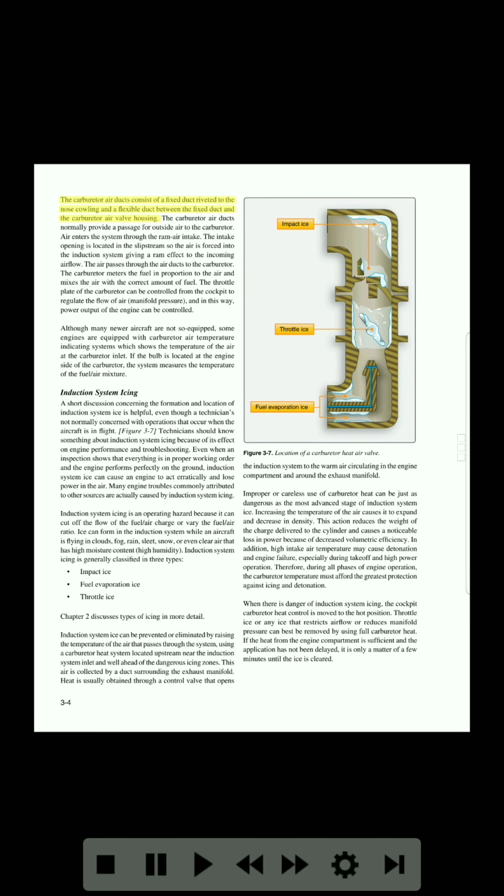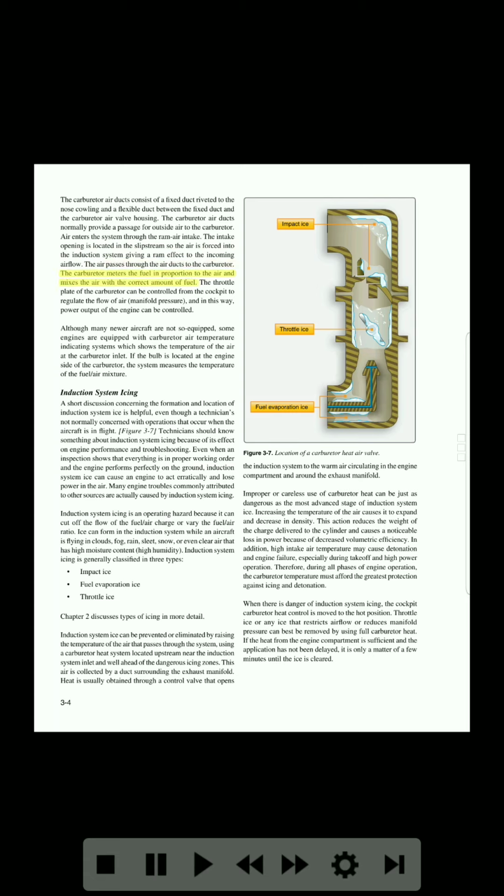The carburetor air ducts consist of a fixed duct riveted to the nose cowling, and a flexible duct between the fixed duct and the carburetor air valve housing. The carburetor air ducts normally provide a passage for outside air to the carburetor. Air enters the system through the ram air intake. The intake opening is located in the slipstream, so the air is forced into the induction system, giving a ram effect to the incoming airflow. The air passes through the air ducts to the carburetor.